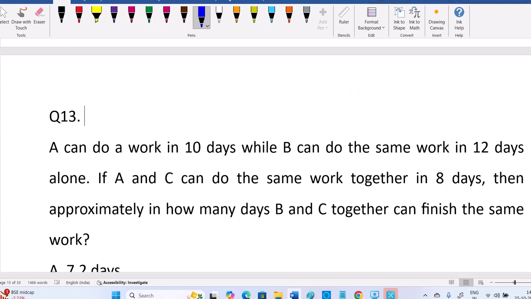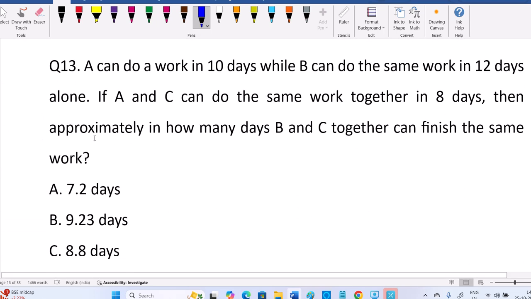Now see this 13th question. A can do a work in 10 days, B can do it in 12 days, A and C can do the same work together in 8 days. Then approximately in how many days can B and C together finish?